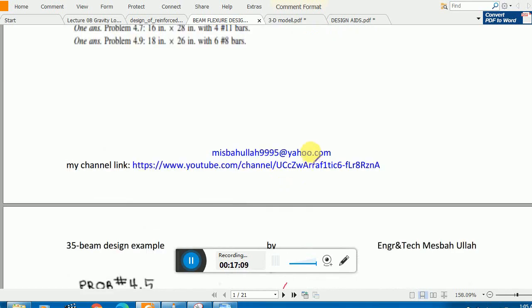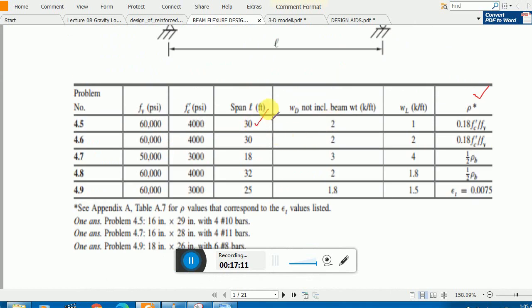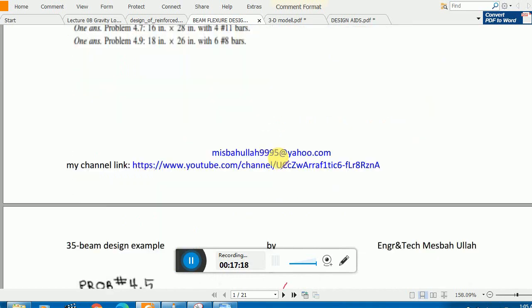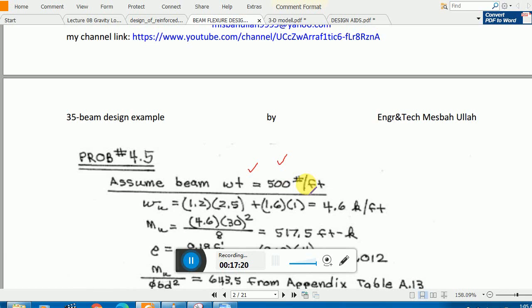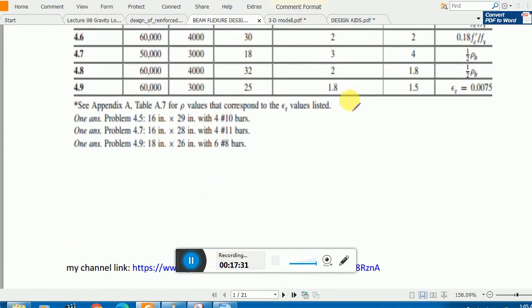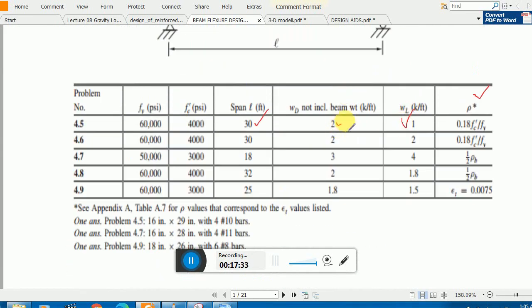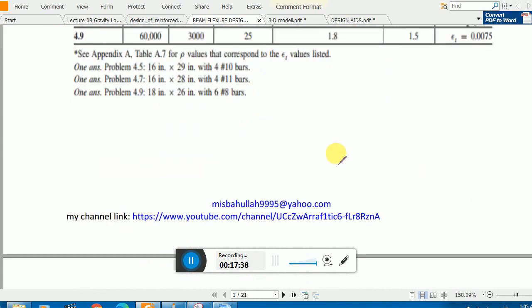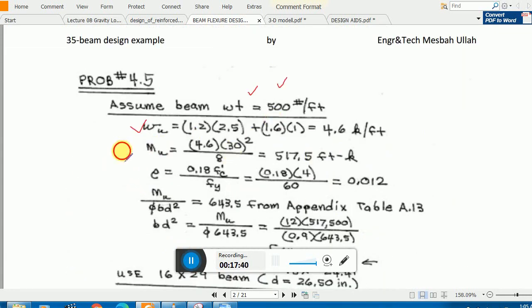For example, in the first case we have a 30 feet span. If you assume 20 pounds per foot, 20 times 30 gives you 600, so you can assume 500 pounds per foot weight. Then again you have to calculate Wu, which is 1.2 times the dead load, 2, plus the weight of the beam, 0.5, plus 1.6 times the live load, 1 kip, which is given here. The weight of the beam is 500 pounds, so converting to kips you get 0.5. So the weight is calculated, the moment is calculated.